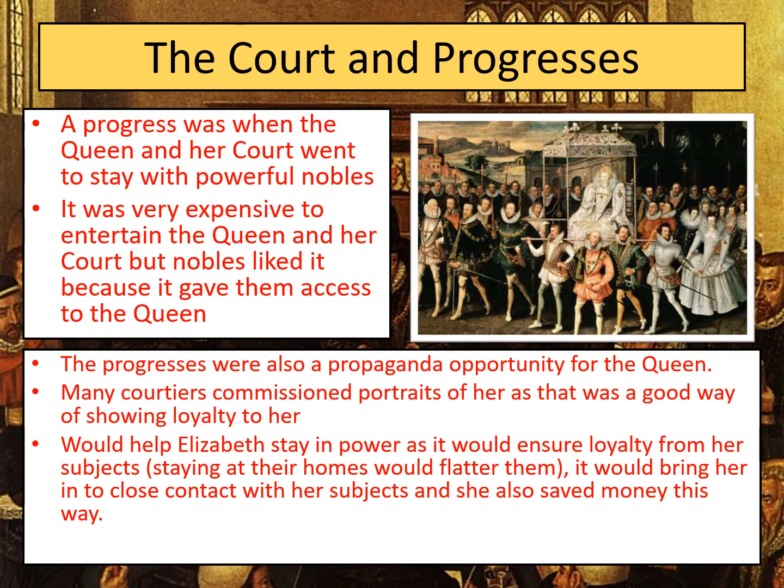Now, these were organised by one of her key privy councillors called Christopher Hatton. These progresses were when the Queen and her court went to stay with powerful nobles. Now, this was very expensive to entertain and host the Queen. It wasn't just the Queen who would come, it was often up to 500 wagons of her stuff and lots of her royal court. So you'd be entertaining 100 or 200 people, or even sometimes more than that if you hosted the Queen.